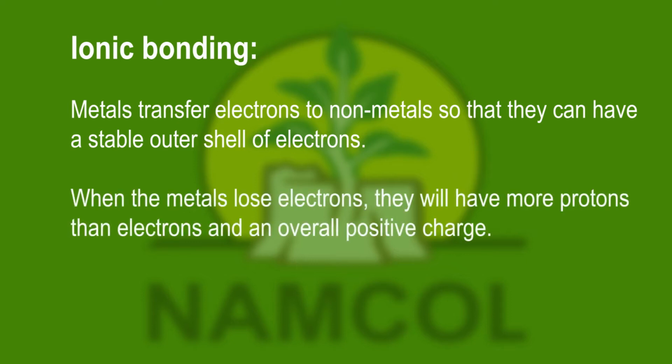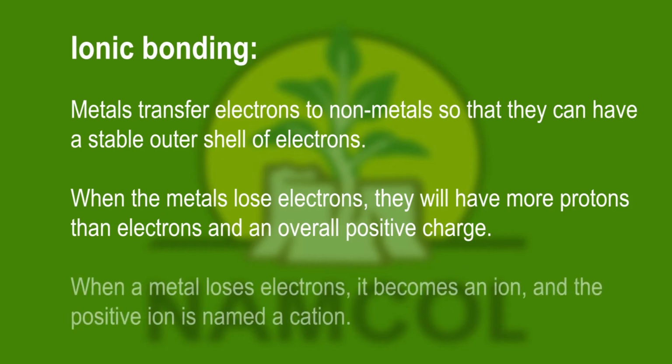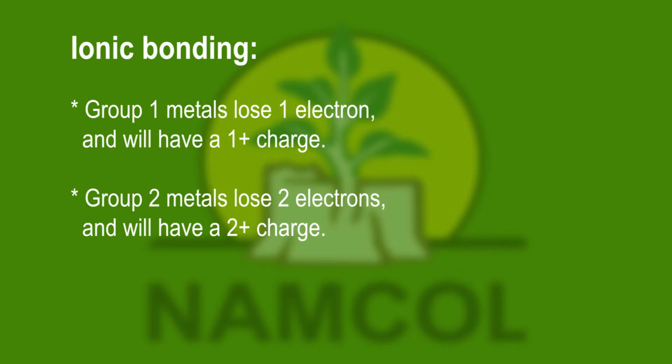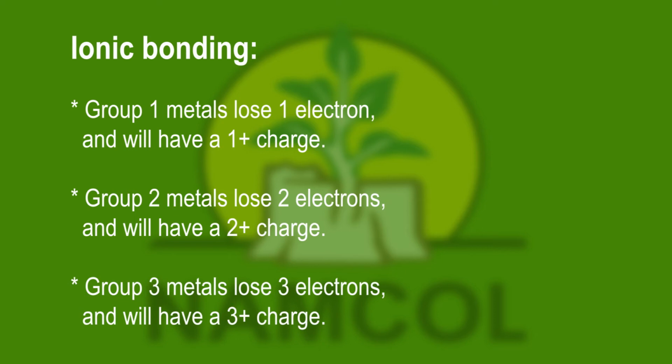When the metals lose electrons, they will have more protons than electrons and an overall positive charge. When a metal loses electrons, it becomes an ion, and the positive ion is named a cation. Group 1 metals lose one electron and will have a 1+ charge. Group 2 metals lose 2 electrons and will have a 2+ charge. And then the group 3 metals, they lose 3 electrons and will have a 3+ charge.